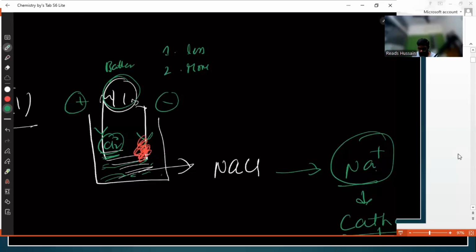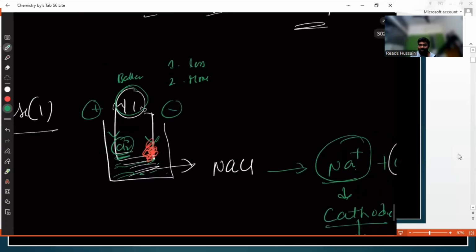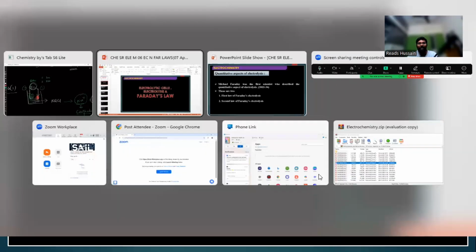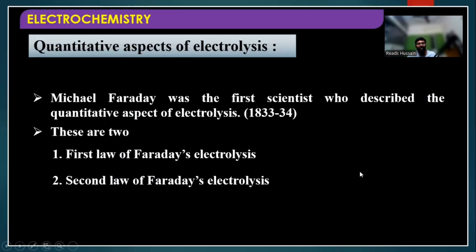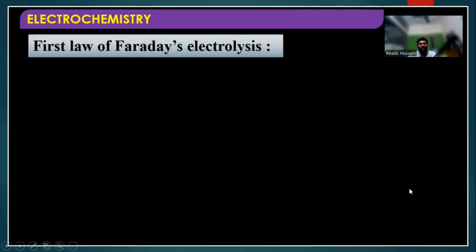Yes, good. Because it's just a common sense question. Generally what we think: when we send more current, more sodium will be deposited. When you send less current, less amount of sodium will be deposited, isn't it? Yes, sir. The same thing was observed by Michael Faraday, and he proposed the first law of Faraday. So what is the first law of Faraday?